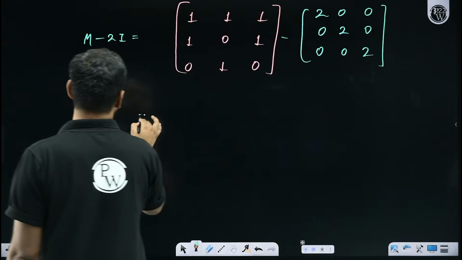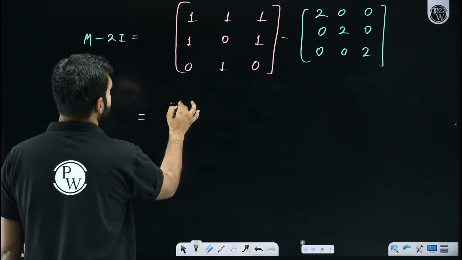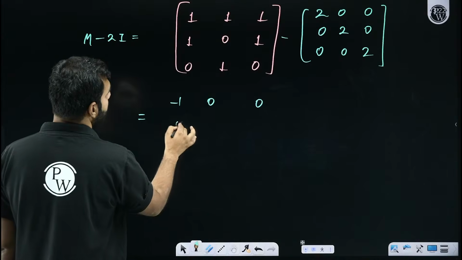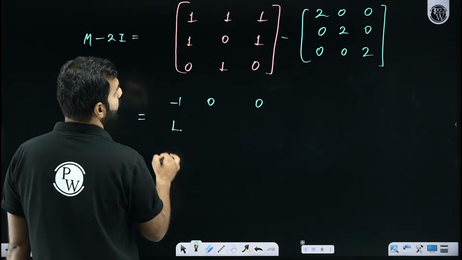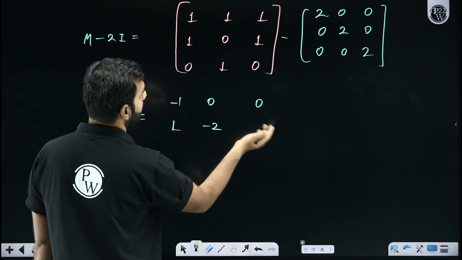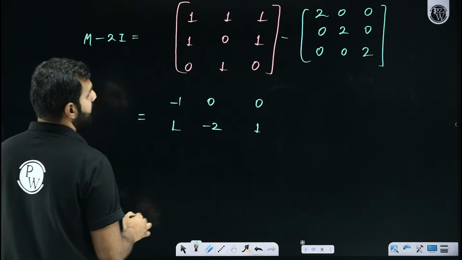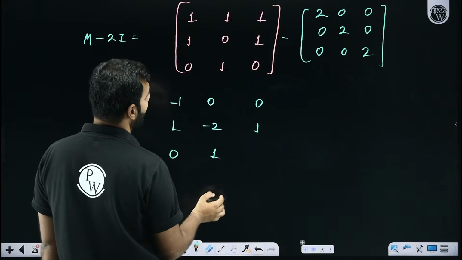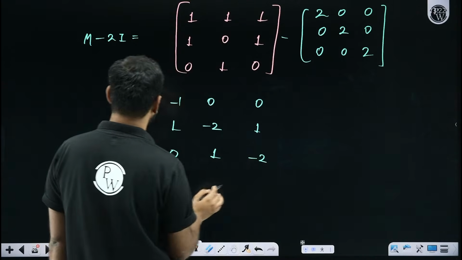Everybody getting that? So if I define this, 1 minus 2 is minus 1, 1 minus 0 is 1, 1 minus 0 is 1. Then 0 minus 2 is minus 2. Then 1 minus 0 is 1, 0 minus 0 is 0, 1 minus 0 is 1, and then 0 minus 2 is minus 2. That's your M minus 2I.